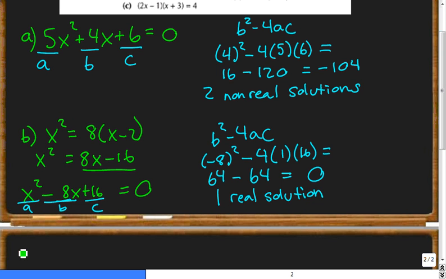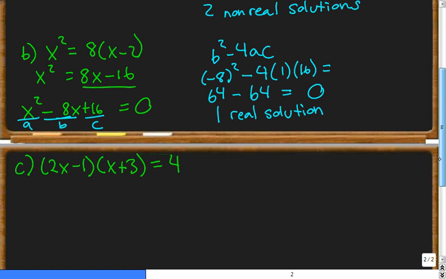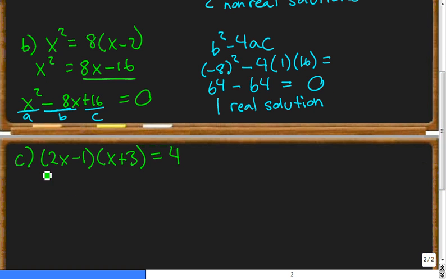is 2x minus 1 times x plus 3 equals 4. So, like the previous example, we are not in general form. So what we need to do here is distribute, simplify this problem, and then convert it into the general form. So when we take a look at this, two binomials that are being multiplied by each other.